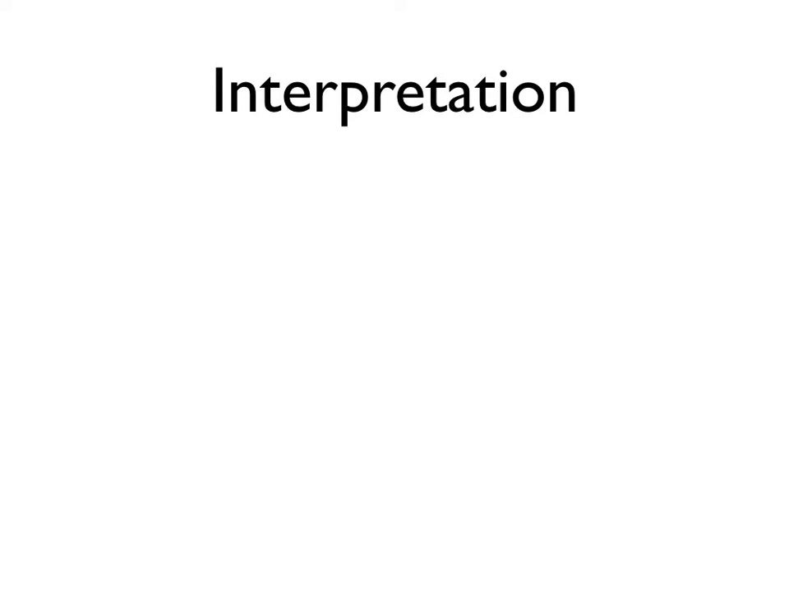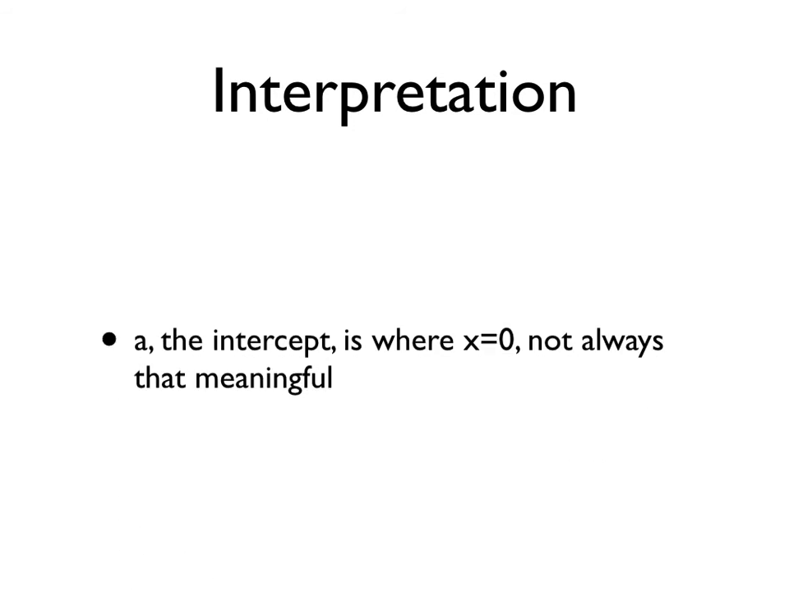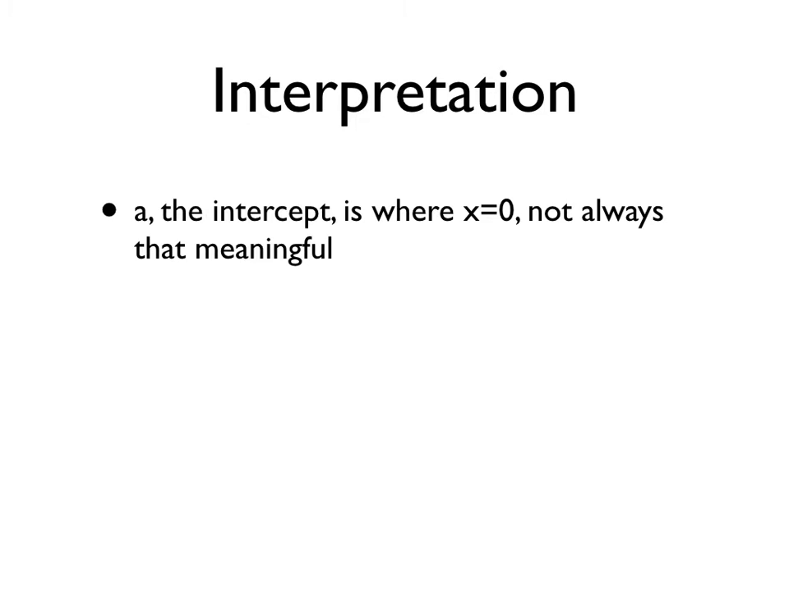Now, if we're going to interpret this equation, we have A, which is the intercept, and that's where X equals 0. And it's not always meaningful. It is sometimes, but not always. So what's a possible relationship here? Let's say years of education will be on X, and income will be on Y. It's a positive correlation, you get a positive slope, you'd have an intercept. In that case, it might be meaningful. Maybe there are not many people left in Western industrialized society that have no education, but there may be some. So maybe that's useful.